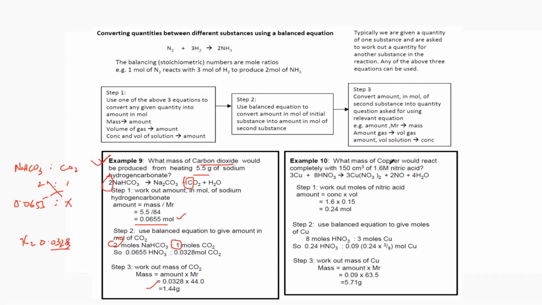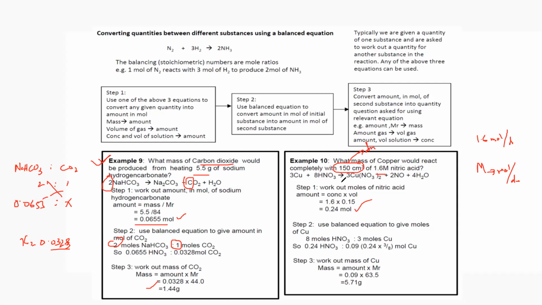Same in example 10. What mass of copper would react completely with 150 cm³ of 1.6 molar nitric acid? Capital M is a concentration, which means moles per dm³. So we have 1.6 moles per dm³ as the concentration of nitric acid. So we have the volume and we have the concentration. When we multiply concentration with volume, but volume should be in dm³, we get the moles of nitric acid.